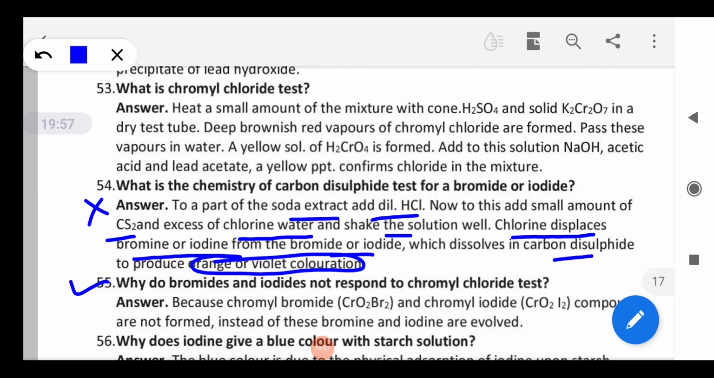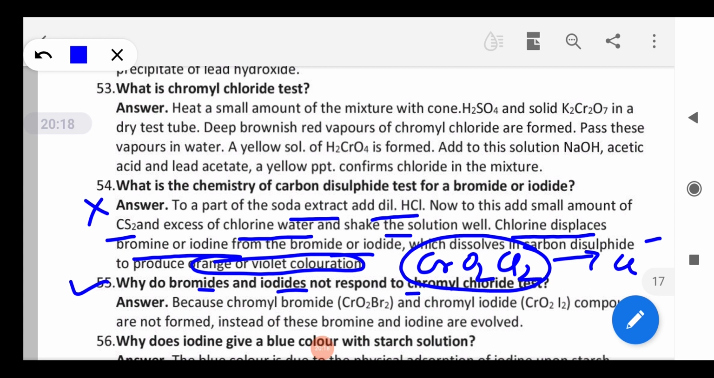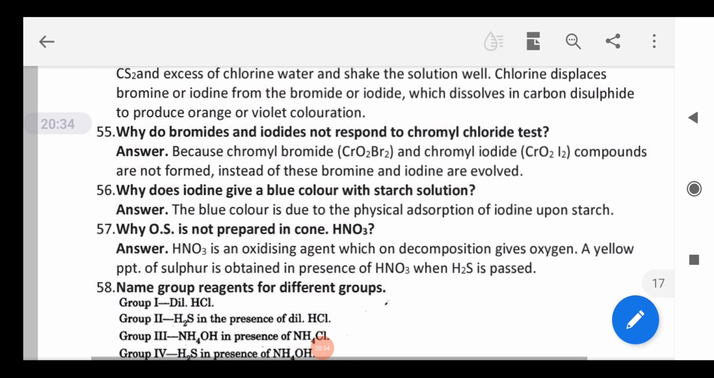Next question is, why do bromide and iodide not respond to the chromyl chloride test? See, in the chromyl chloride test CrO2Cl2 is formed, the reddish vapor of which confirms the presence of chloride ion. Now, bromide and iodide don't respond because in this test, chromyl bromide and chromyl iodide are not formed. They simply get evolved, so we cannot detect bromide or iodide from the chromyl chloride test.